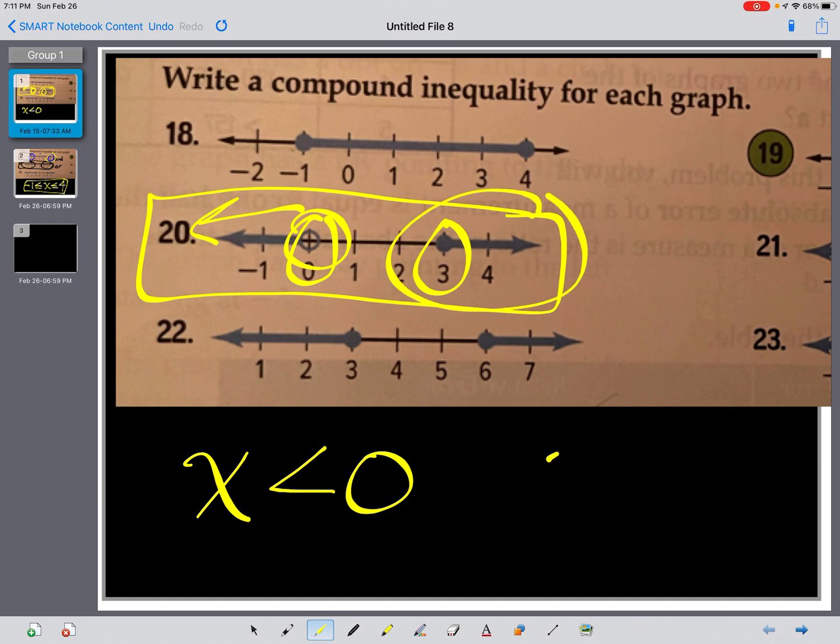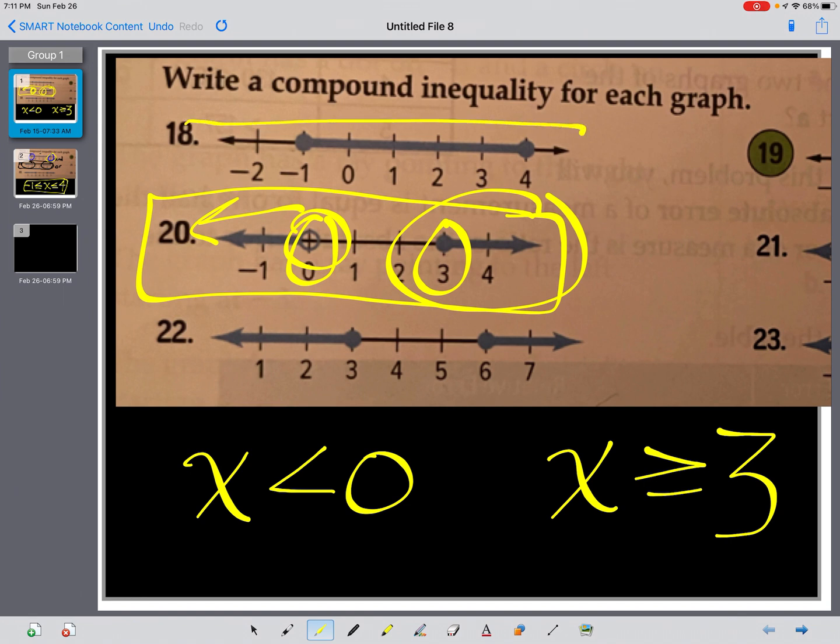Or we see that x is going to be greater than or equal to 3. Okay, and that's how we can successfully write inequalities in statements by looking at the graphs of the inequalities.